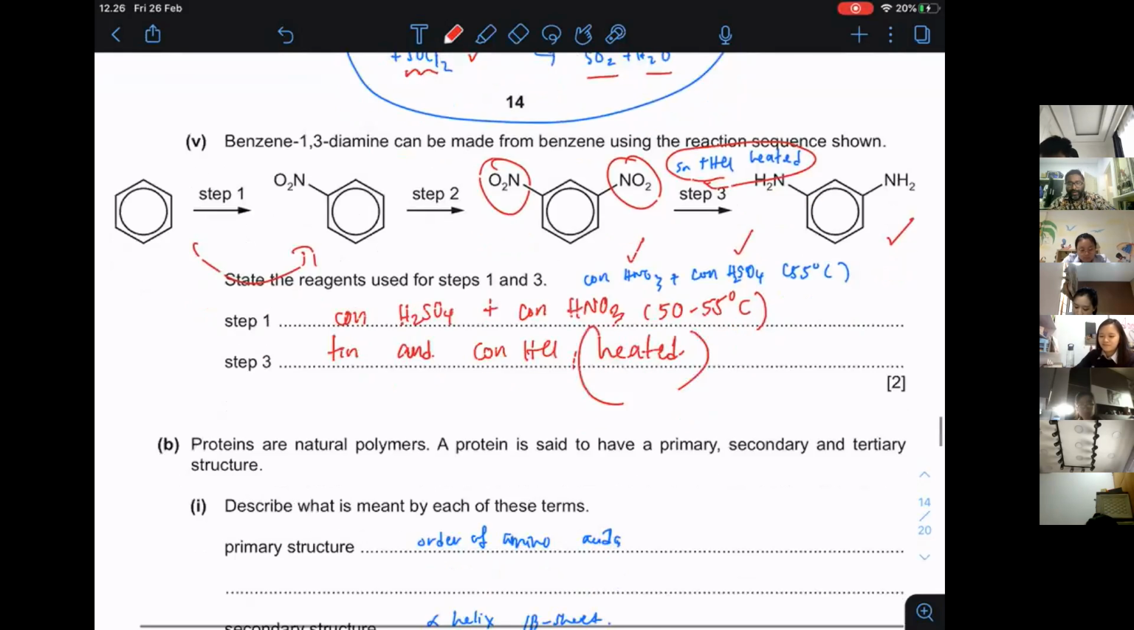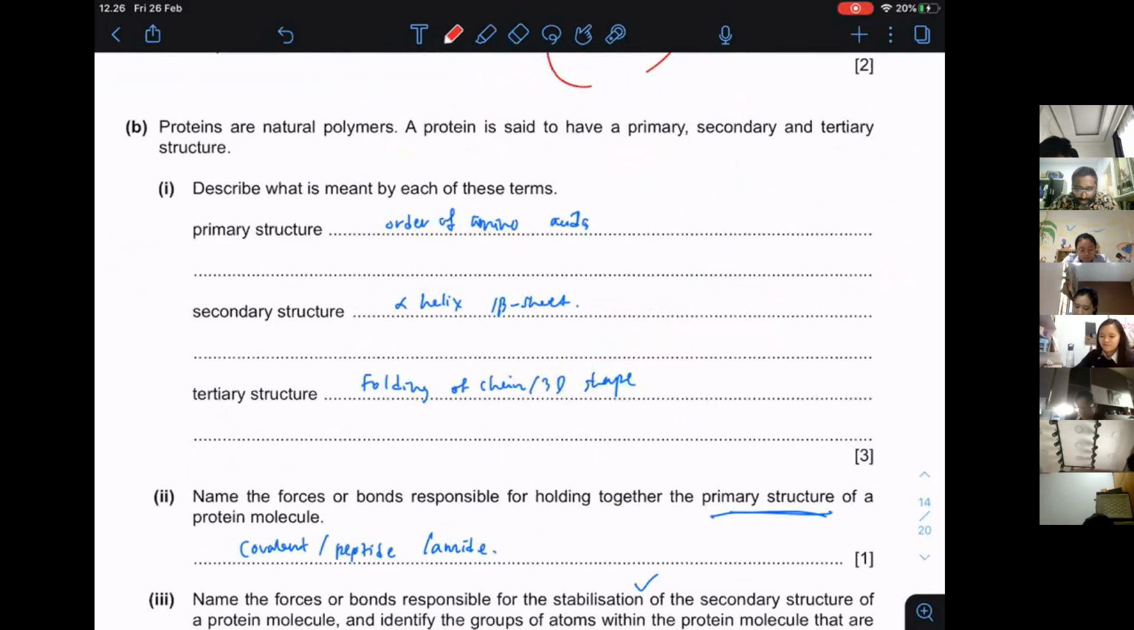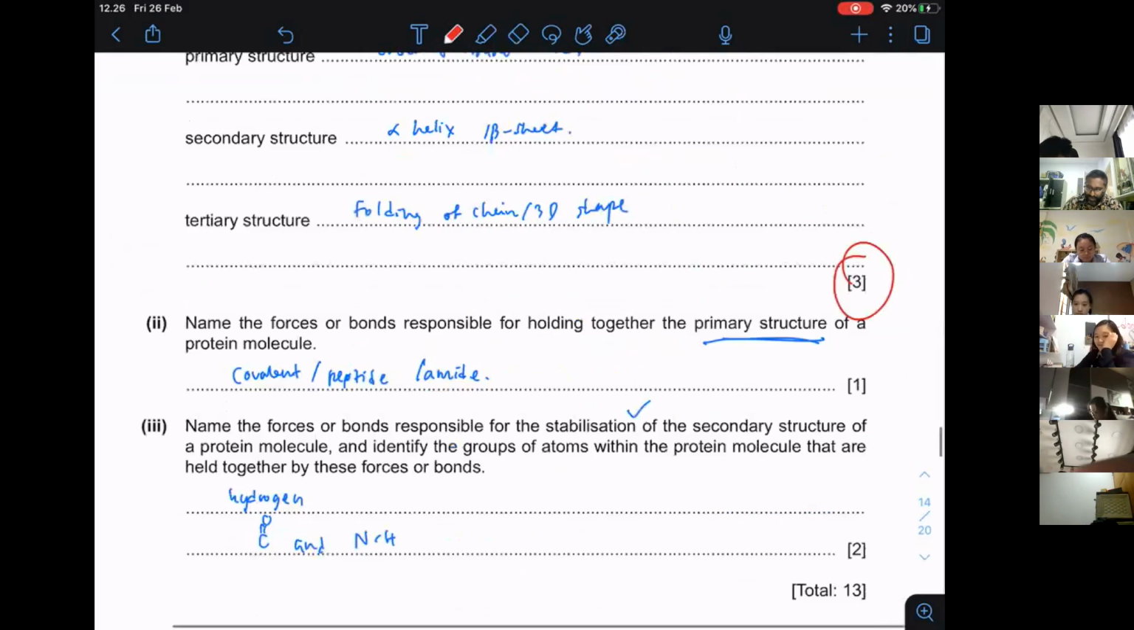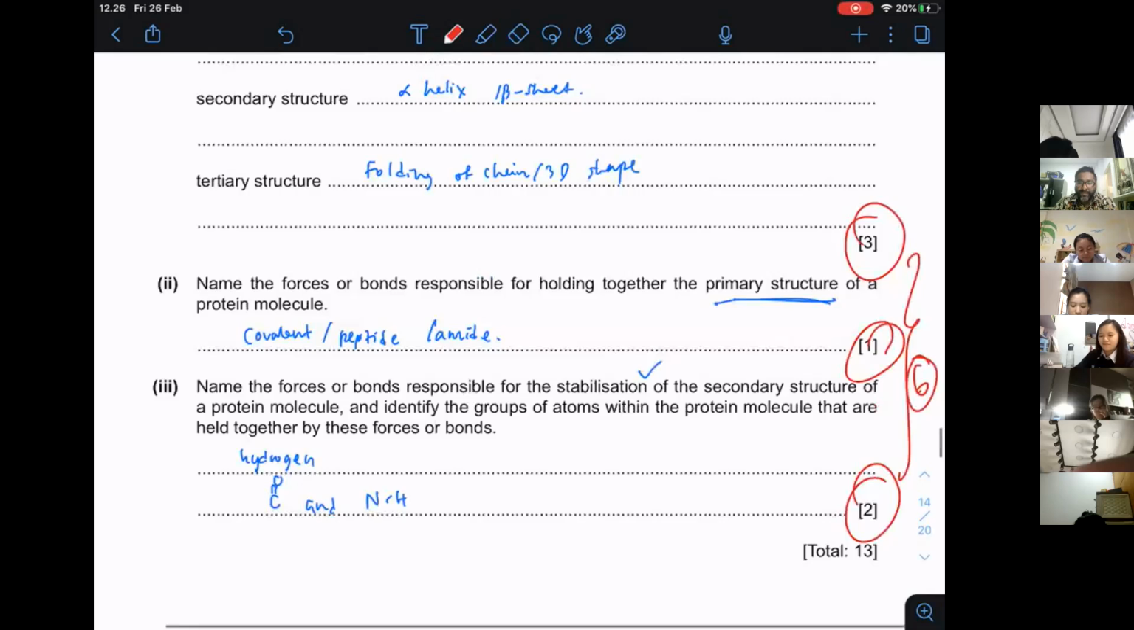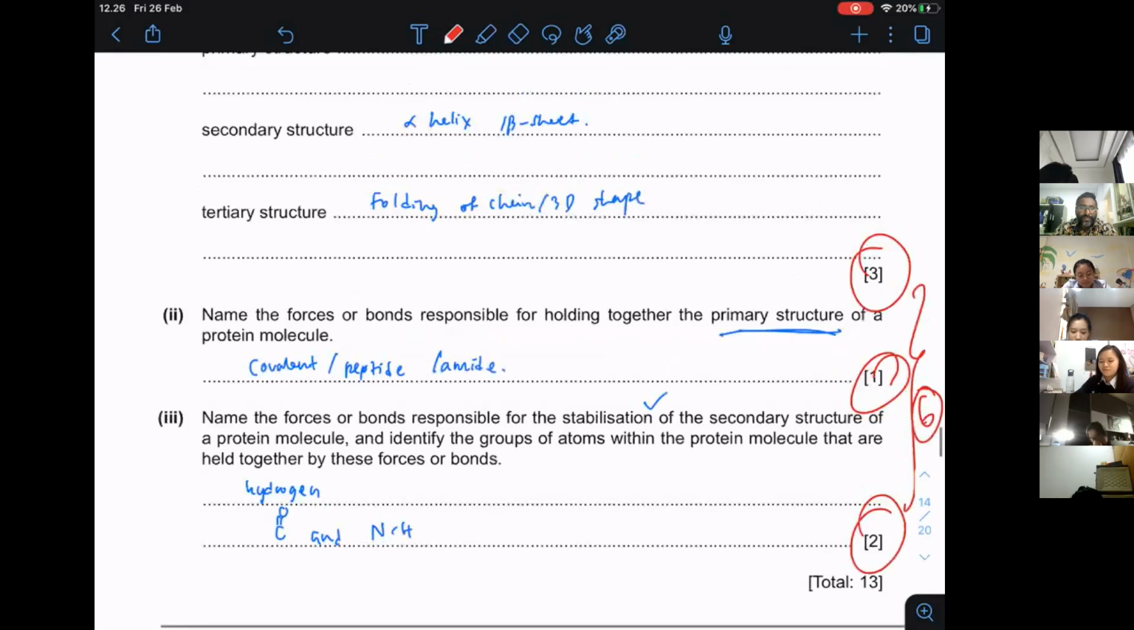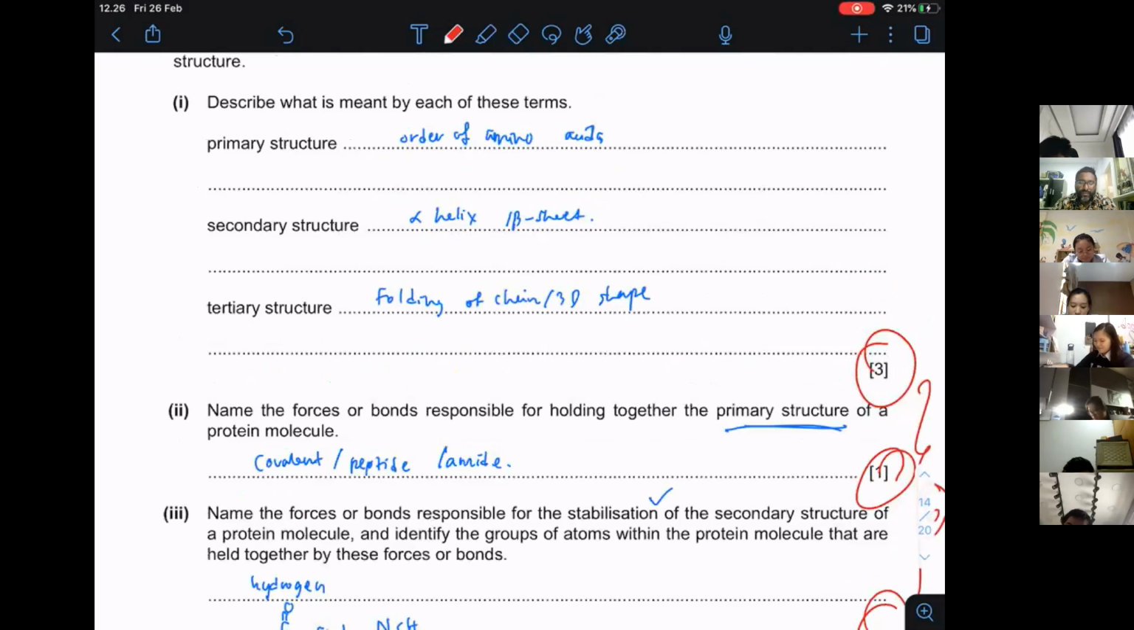Proteins are natural polymers. A protein is said to have primary, secondary, and tertiary structure. One entire chapter, and I think you have 6 marks from it. Here they're asking, what is meant by primary structure? Primary structure is the sequence of order of amino acids.